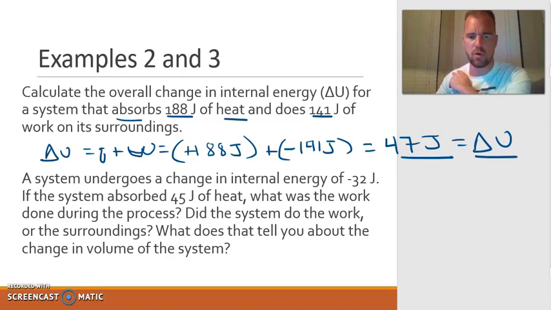Did the system do the work or the surroundings? And then finally, what does that tell you about the change in volume of the system? Wow, we got a lot going on. Okay, let's just take it bit by bit, piece by piece.